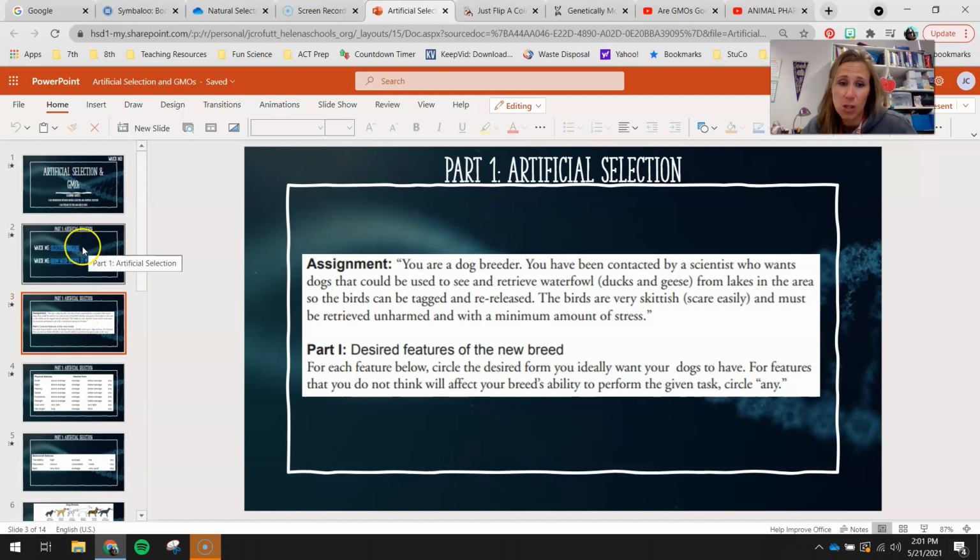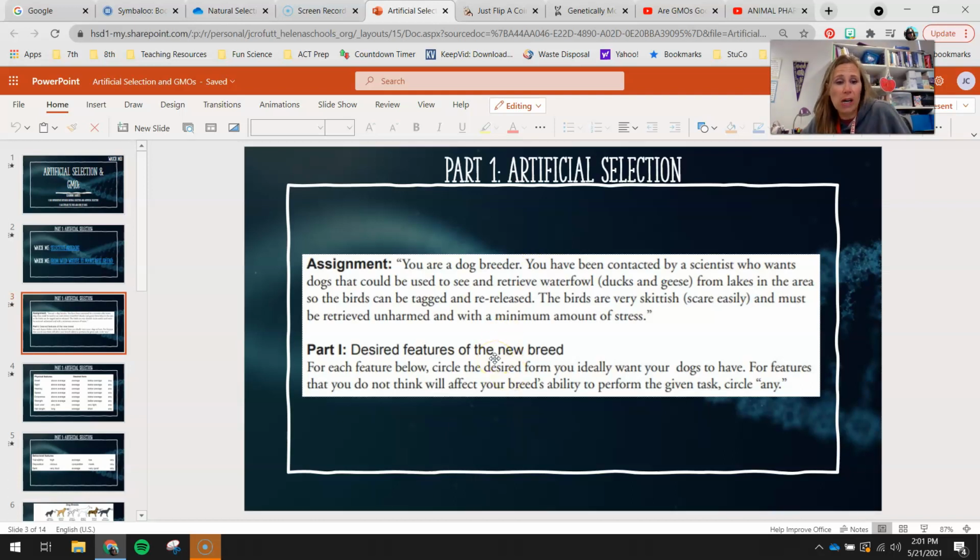So obviously this dog would have the ability to be stealthy enough to sneak up on these live birds, catch them without hurting them, and then bring them back to the scientist so the scientist could tag them and release them. So the birds are very skittish, they scare very easily, and must be retrieved unharmed and with minimum amount of stress. If it gets stressed too much, that obviously could affect the health of the bird. So the dog would have to be really careful to not hurt the bird and to bring it back gently so as to not stress the bird.